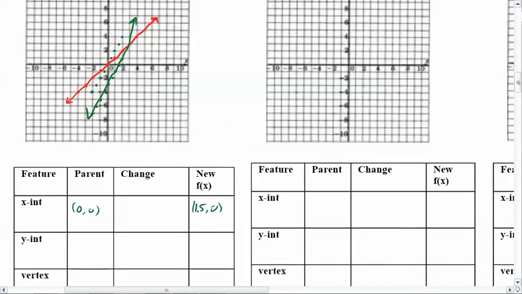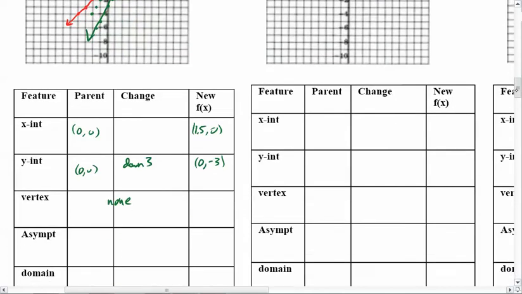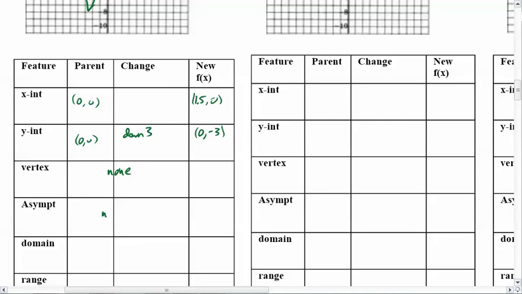Let's look at the y-intercept. The y-intercept originally was, of course, at 0, 0 because that's where I was crossing the y-axis. You can see now that it has been shifted down 3 spaces to 0, -3. Again, the horizontal did not affect the y-intercept, all right, because it's right on the y-axis. Okay, the vertex, there was none because it is linear. Okay, the asymptote, again, there is none since it is linear.